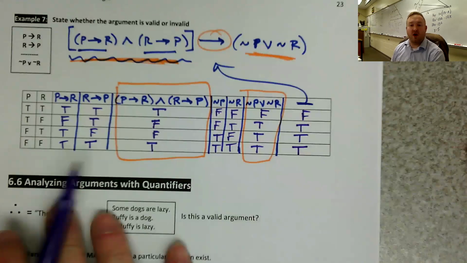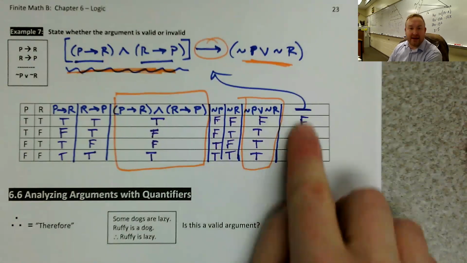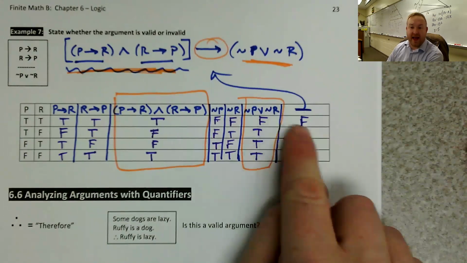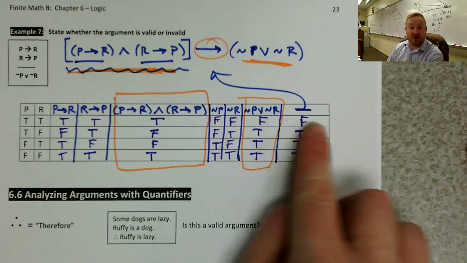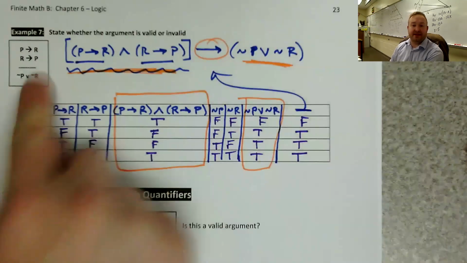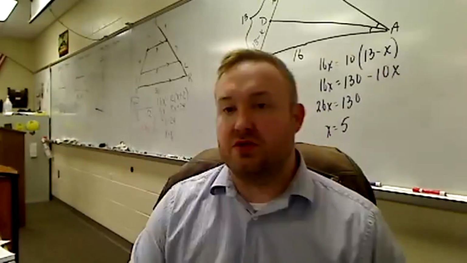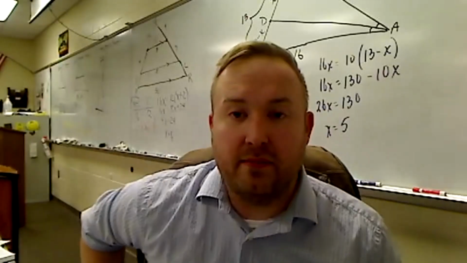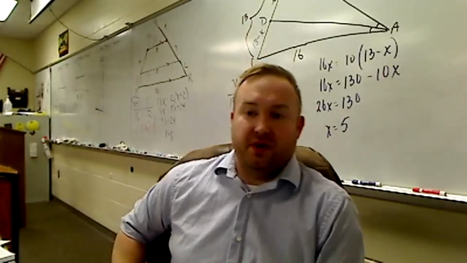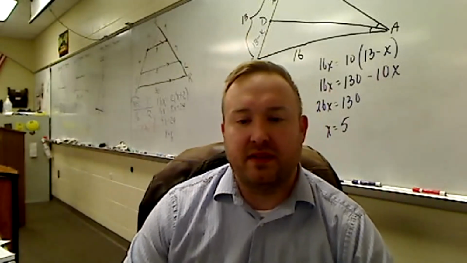This argument ultimately is invalid because we did not get a tautology. I have a false here in this last column, which makes this argument invalid. Okay, so sometimes that's just what you got to do if the argument does not fit one of your categories. We've got one more section to go, and it's a relatively easy one.